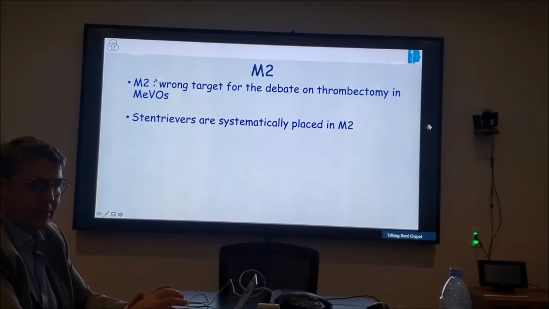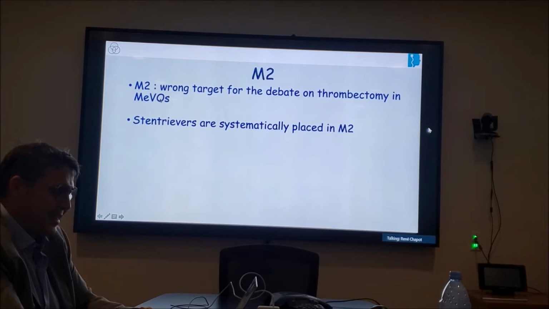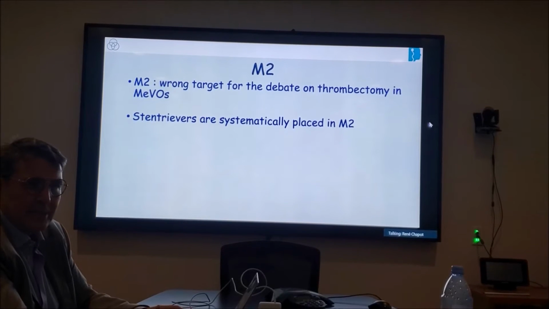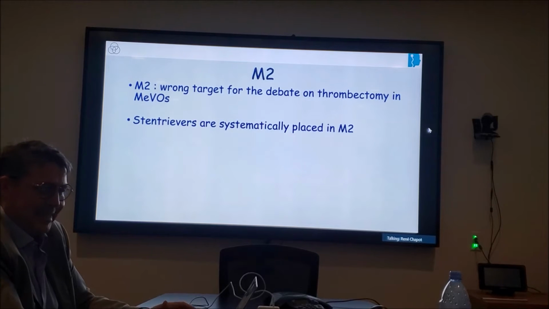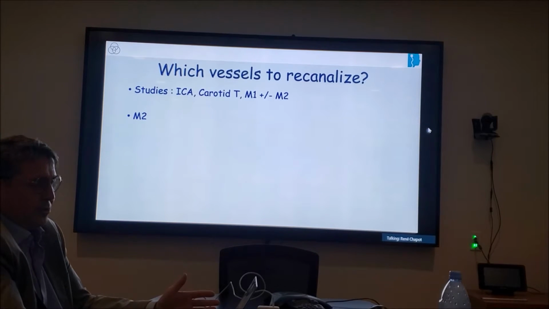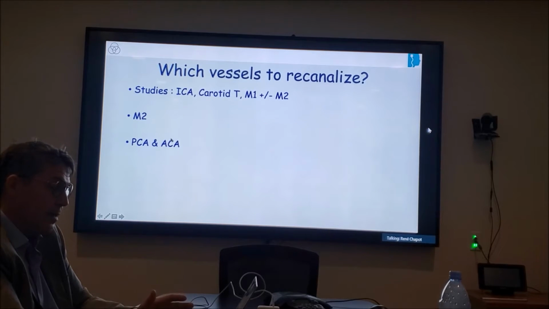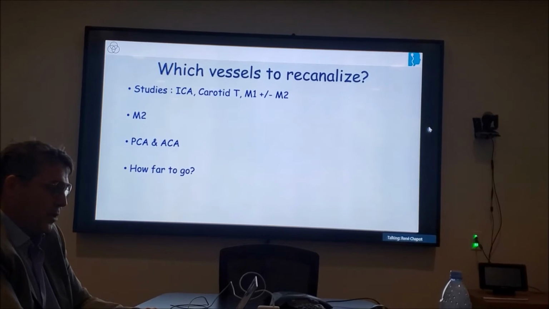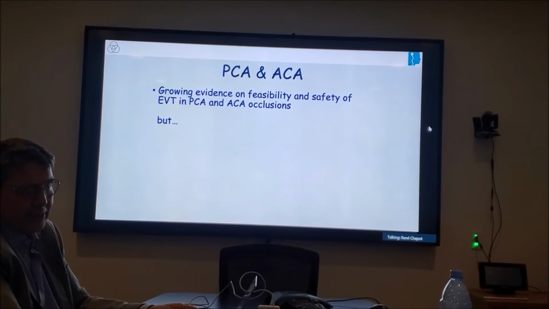And now I read articles that are sent in for publication where distal thrombectomy is focused on M2s, and I don't think these are the patients I want to discuss, because stentrievers in our practice are systematically placed in M2, never in M1. So to say that M2 is a distal thrombectomy is not really what we consider. So the patients I want to focus on now are either PCA and ACA, or the second question is how far to go. And for PCA and ACA, we have some growing evidence that it works.